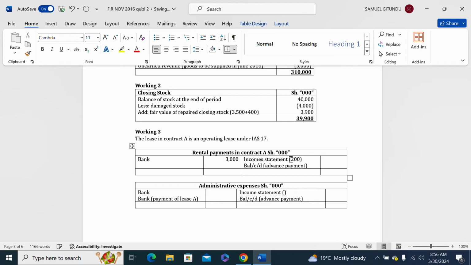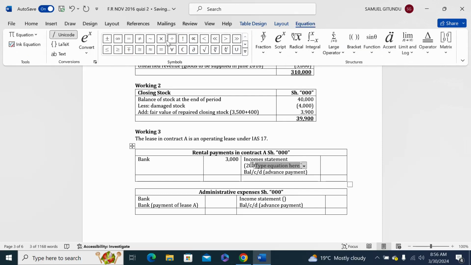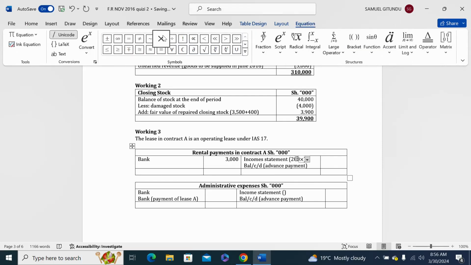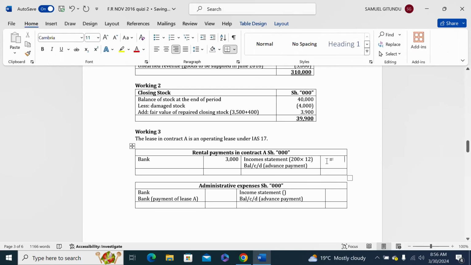So that one we multiply by 12 because that now is the interest. So we are getting 2,400. Remember the figures are in thousand. Then we have the advance payment, which was 600. That was the deposit. The deposit was 600,000.